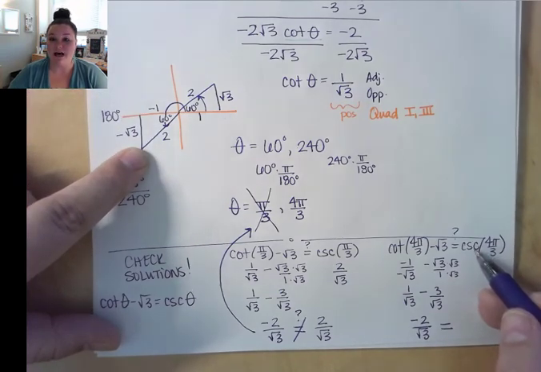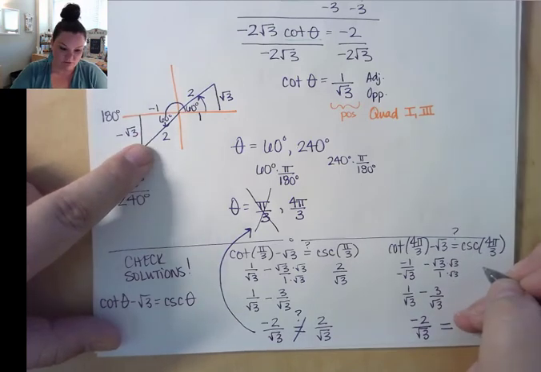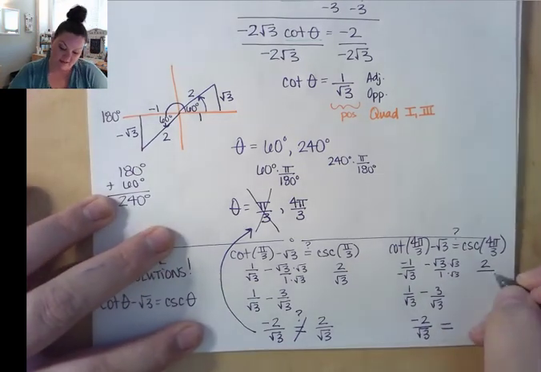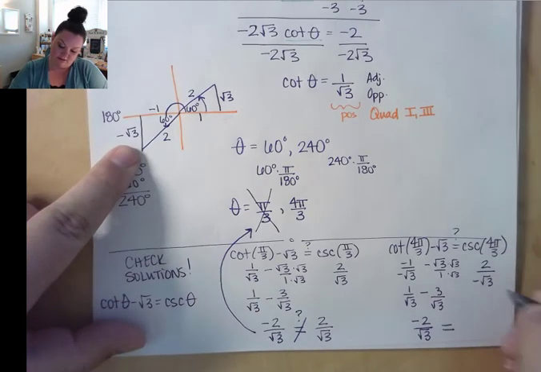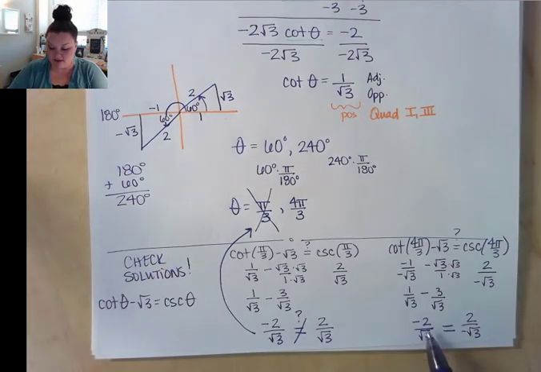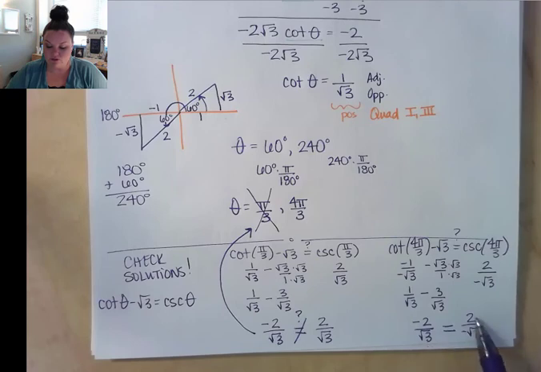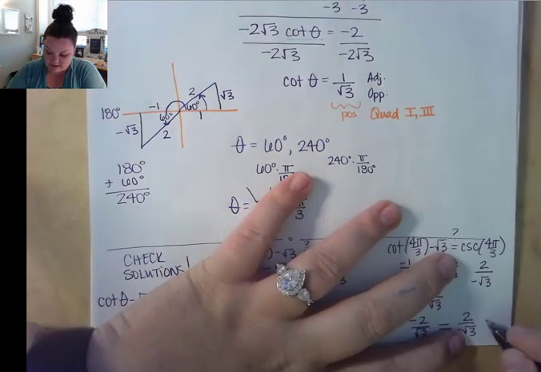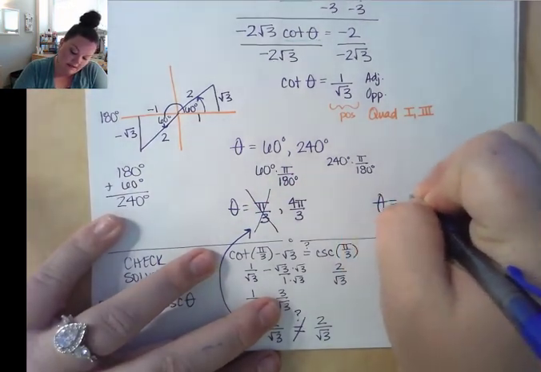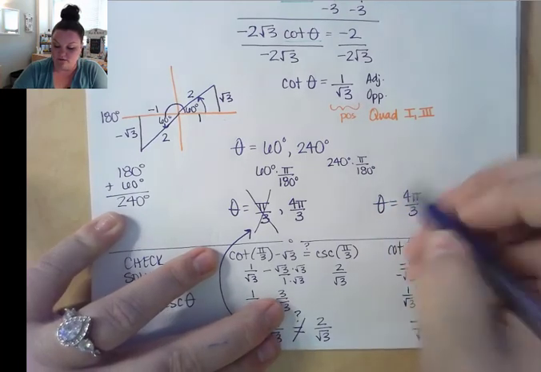So cosecant is hypotenuse over opposite. So my hypotenuse here is 2 over the opposite, which is negative square root of 3. So is this a true statement? It is, right? It doesn't matter if I have the negative on the top or the negative on the bottom, or I could write the negative out front, right? Negative 2 over square root of 3 is the same thing as 2 over negative square root of 3. So this one works out. That one checks out. So that means my only solution here is that theta is equal to 4 pi over 3.